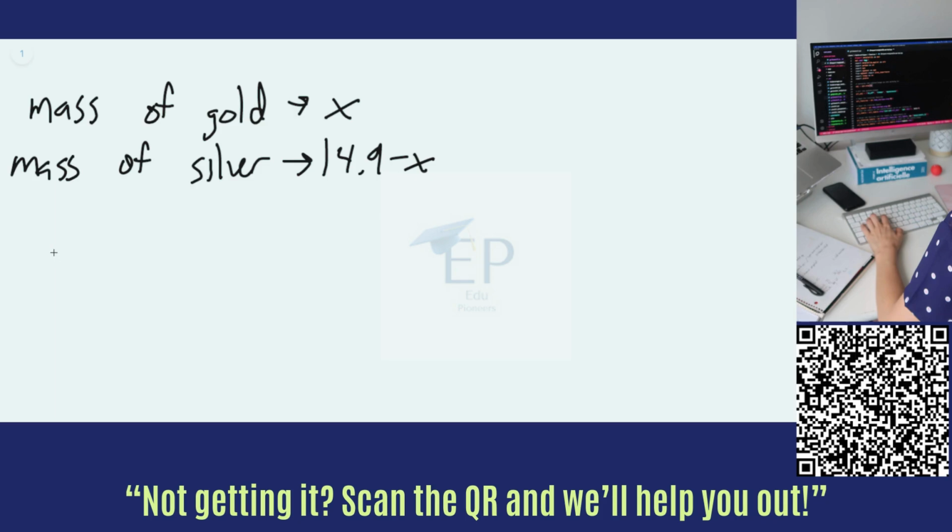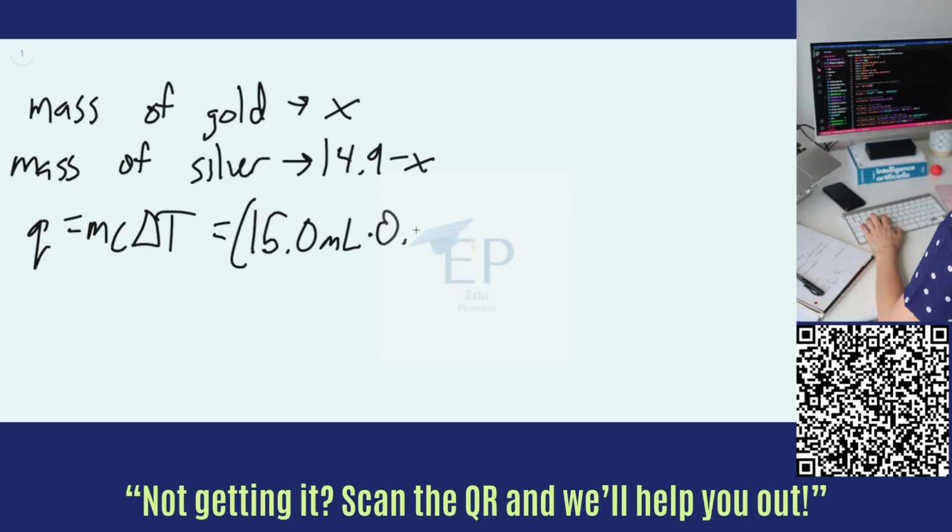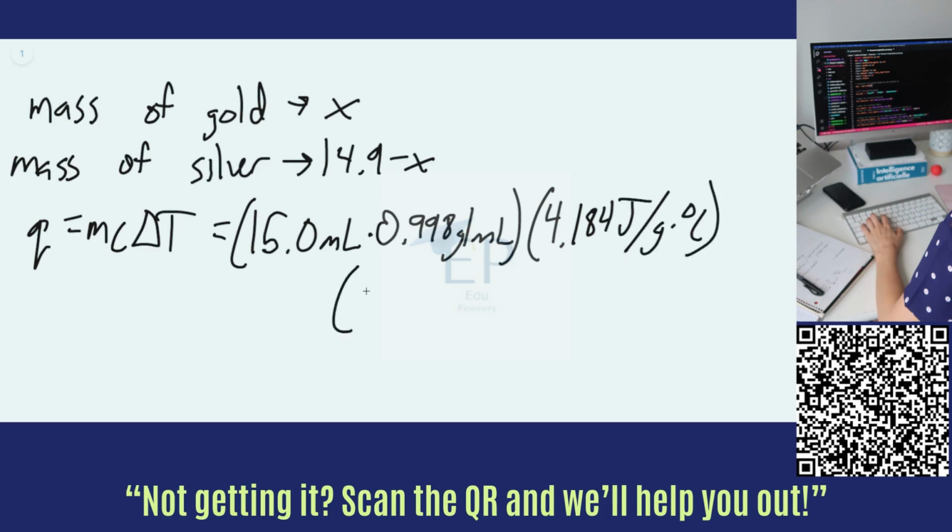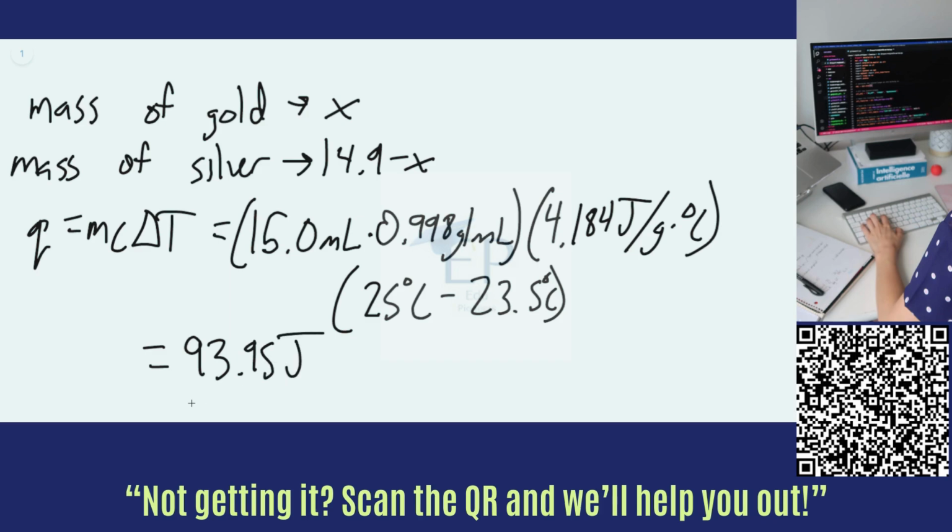So now we can find the heat released by the water, or the heat absorbed by the water, rather. Q equals mc delta T. The mass is going to be our 15.0 milliliters times 0.998 grams per milliliter, to convert that into grams. Then our specific heat of water, C, is 4.184 joules per gram degrees Celsius. And then our change in temperature is going to be 25 degrees Celsius minus 23.5 degrees Celsius. And so that gives us a heat of water of 93.95 joules.